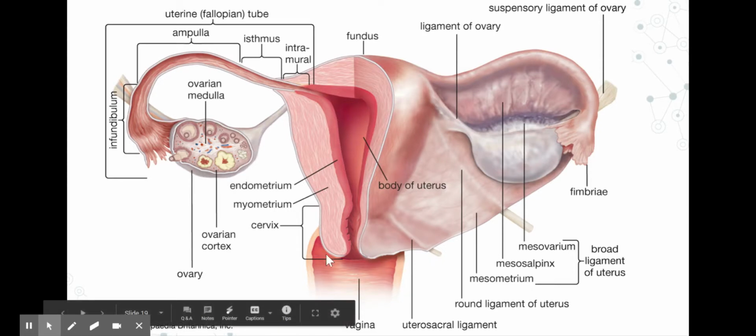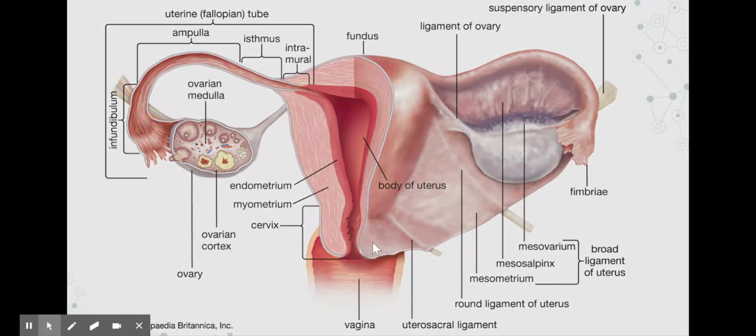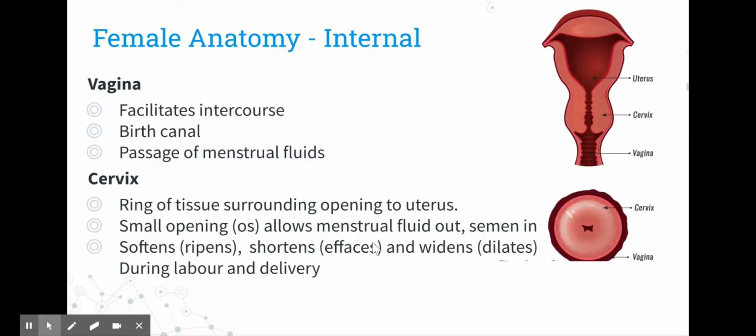And you can also see down here at the base of the uterus, the opening to the vagina, which is the cervix. So the vagina, of course, is a multifunctional structure. It does facilitate intercourse. It's the site of penetration by the penis. It's also the birth canal. This is where the baby travels out, in most cases, on its way out into the world. And it also allows the passage of menstrual fluids.